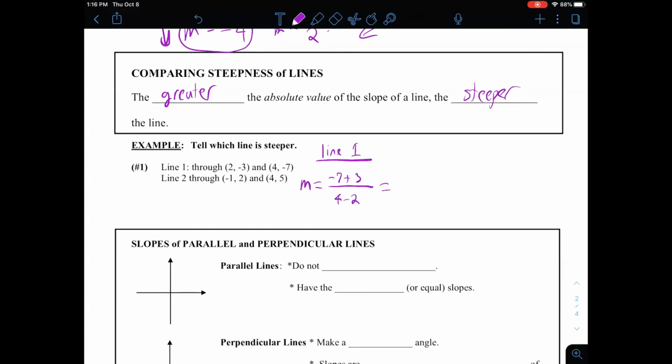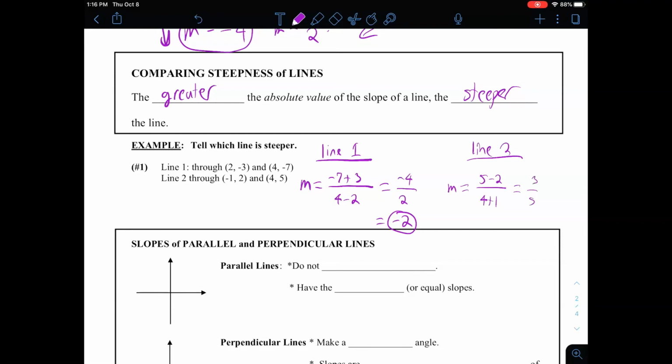And that's going to equal what? Negative 4 over 2, which equals negative 2, when you divide that. So that's the slope of line 1. Let's do line 2 now. So now we have y2 minus y1, so I'm going to do 5 minus 2 over 4 plus 1. And that's going to equal 3 over 4 plus 1 is 5.